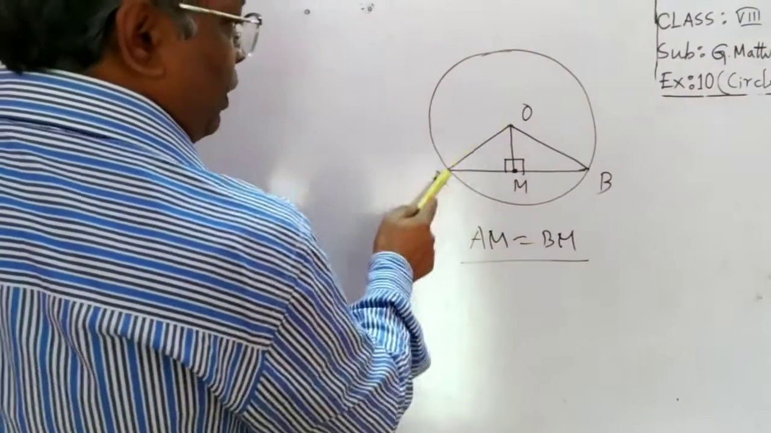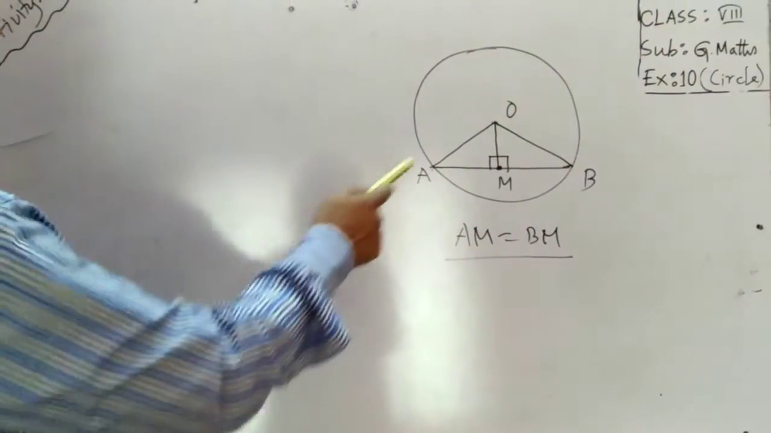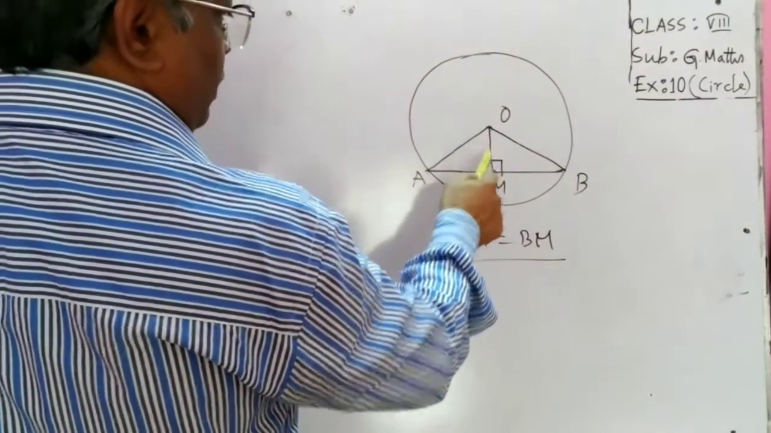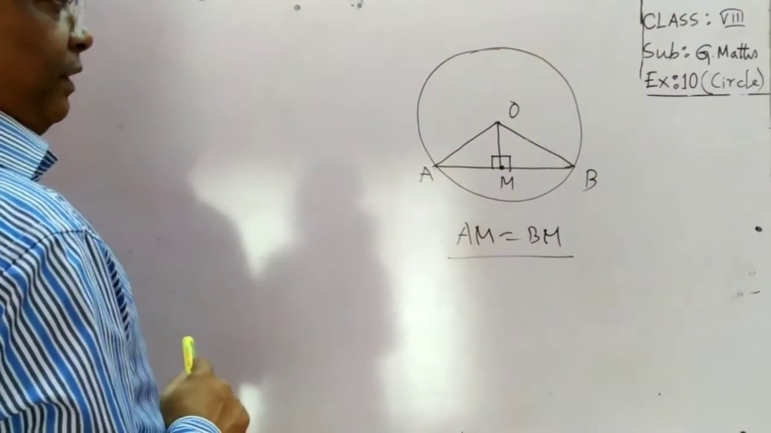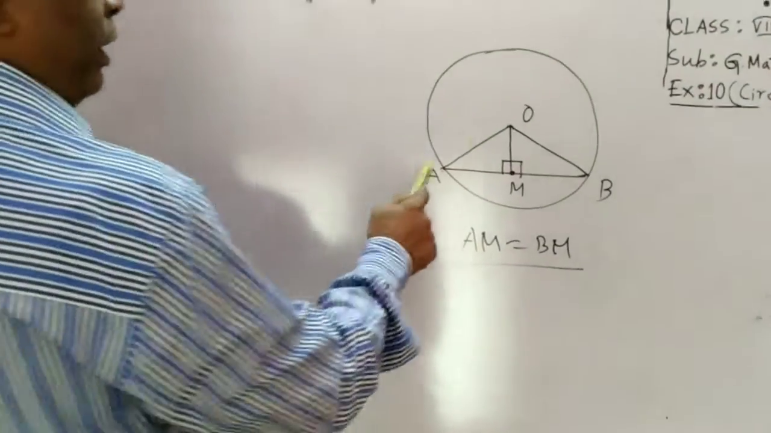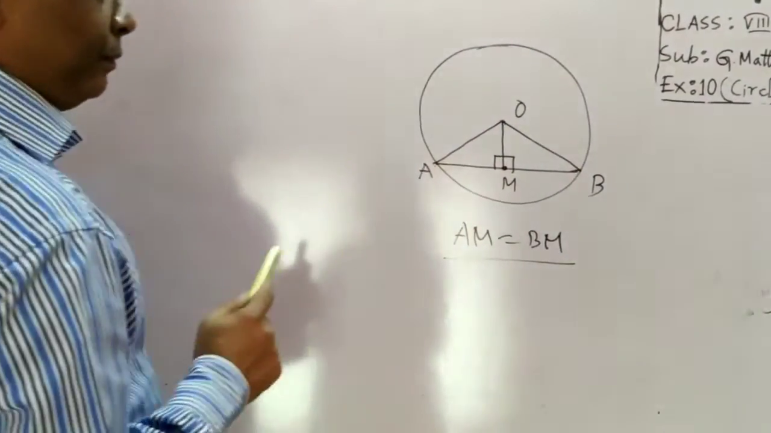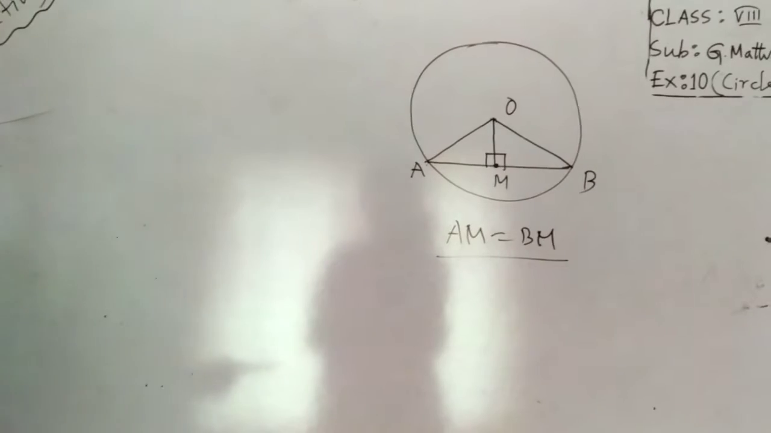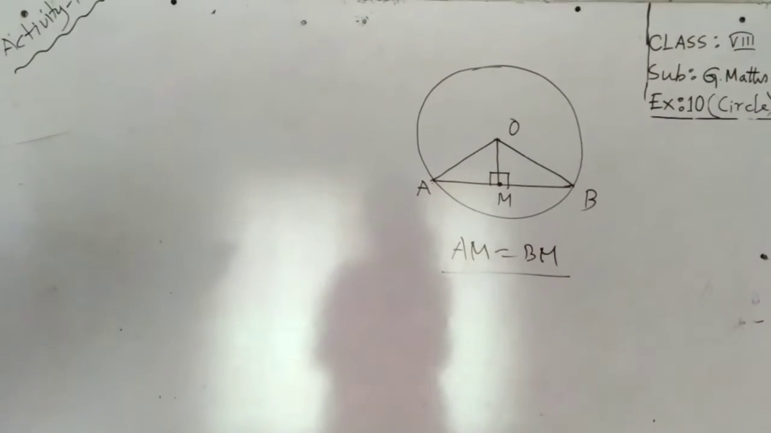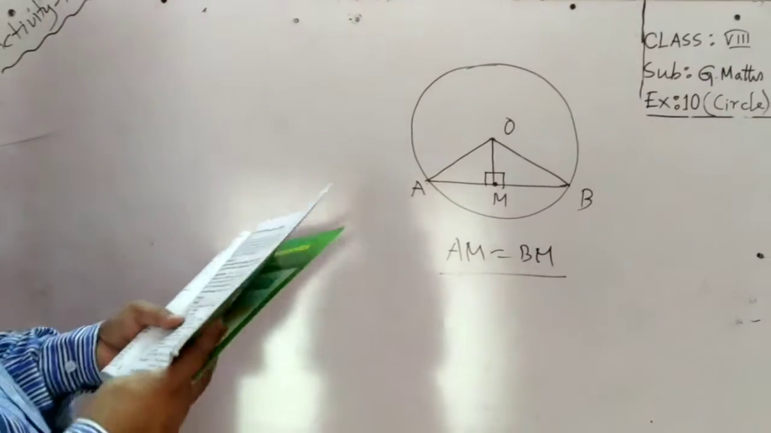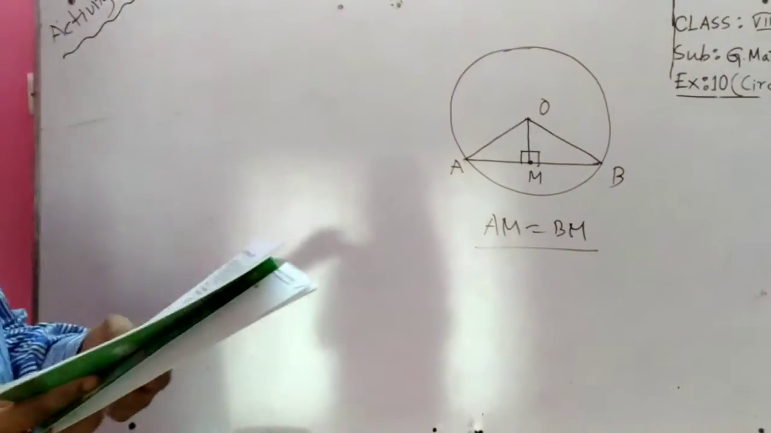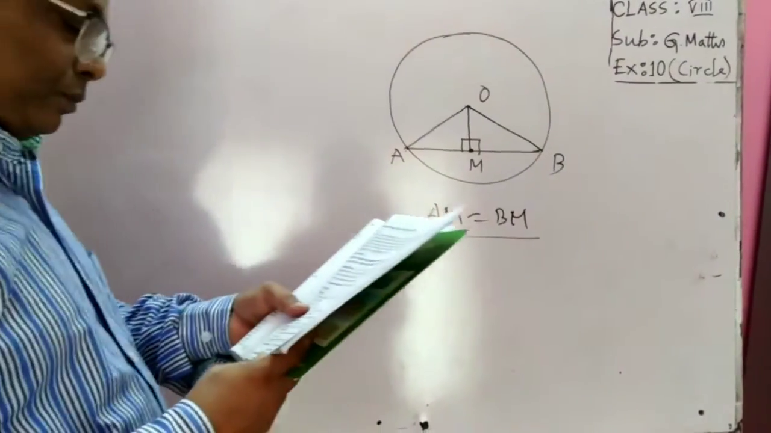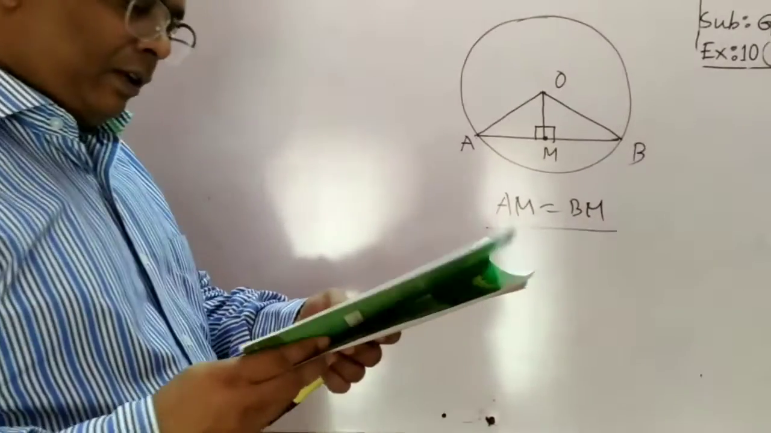So hypotenuse OA equals OB, radius of the same circle. OM is the common side, that is HS. So AOM is congruent to BOM. So AM equals BM. That is proved. It is very simple. This is activity 1, but it is one of the most important activities. It is also one of the theorems. It must be proved.